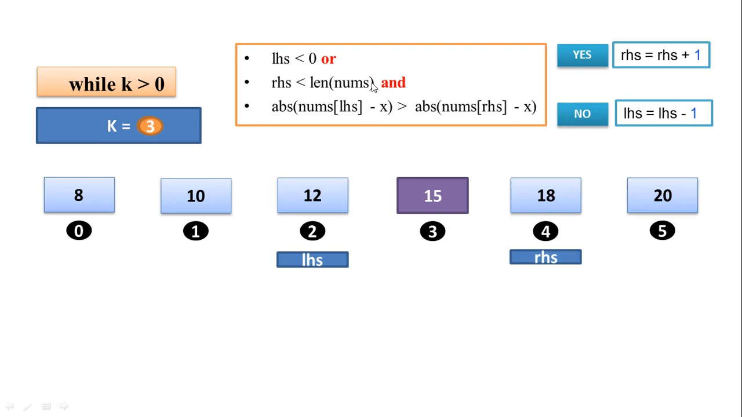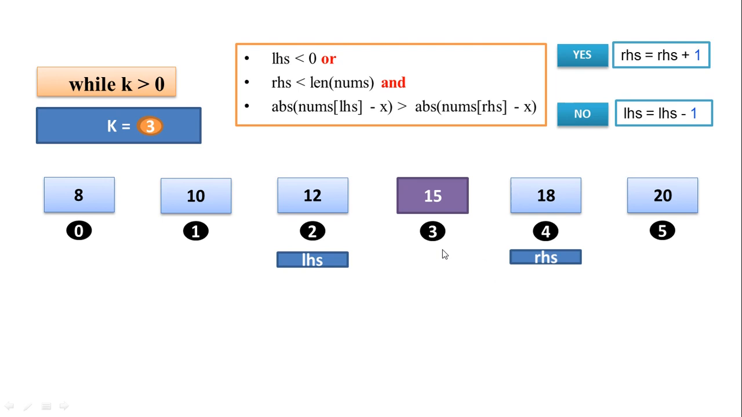And now the next condition. Let's subtract x from the value at the LHS index, which is 12. Now x is 15, so 12 minus 15 will be minus 3, and since we are finding the absolute value, it will be 3. Is 3 greater than the absolute value of the value at the RHS index, which is 18, minus 15, which is 3? Okay, this means we are checking, is 3 greater than 3? Of course it is not.